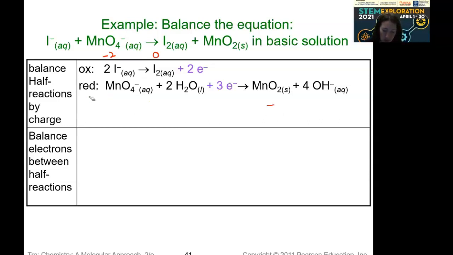And so now this side's a -4 and this side's a -4. This side's a -2, this side's a -2. Our charges are now balanced. Okay, next step, get rid of these electrons. We need these to go away. So we're going to multiply this one by 3 and this one by 2 because we need them to go away.